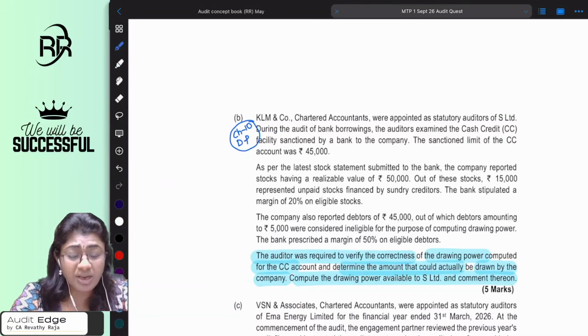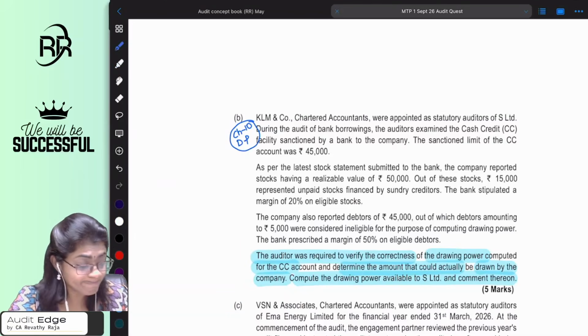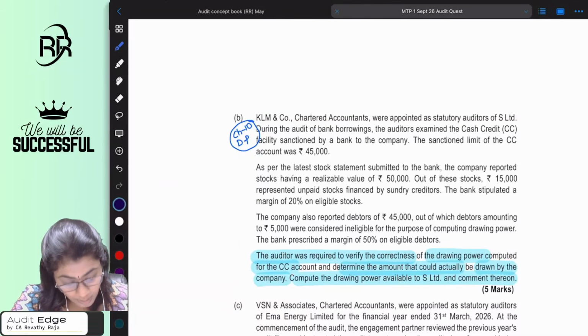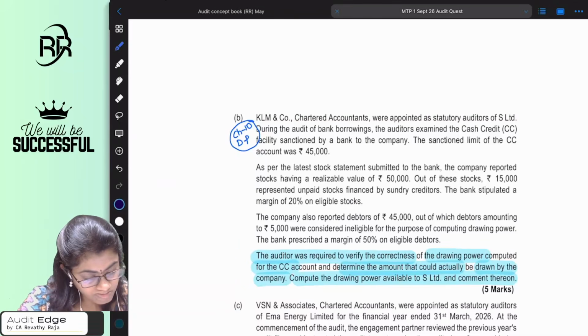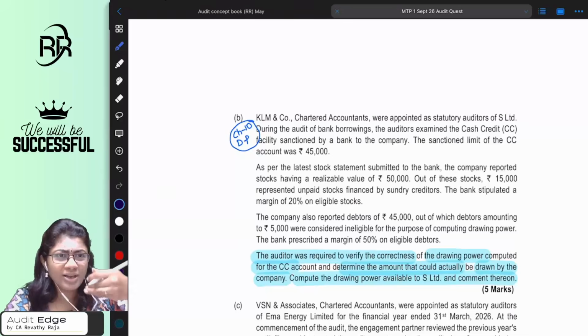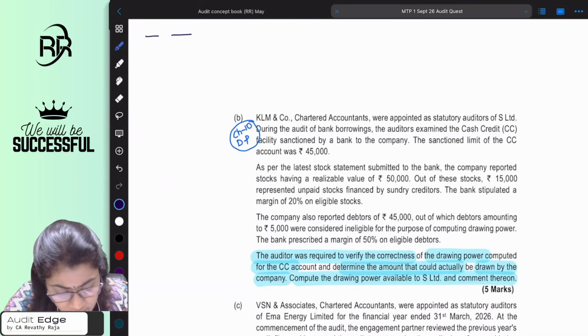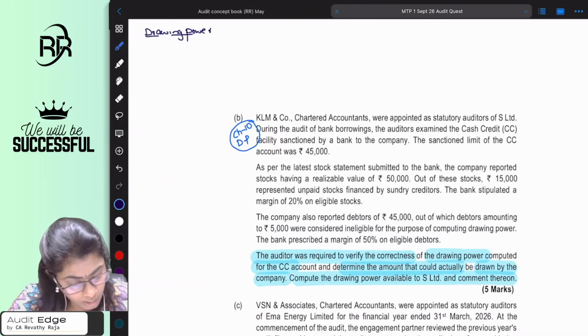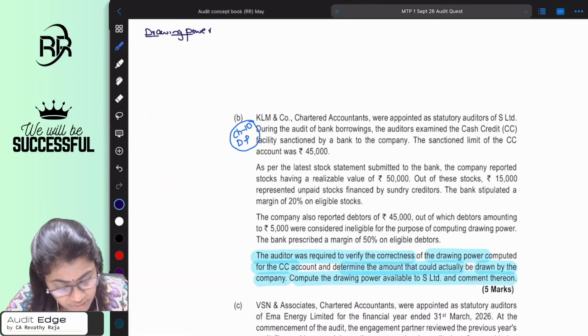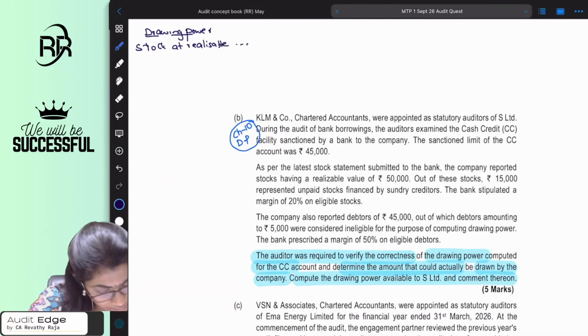In class, we have done ample number of questions. So let's proceed. I think we'll do it along with the reading of the question. Let's not waste the time. So put a heading, drawing power calculation. Drawing power. First, stock at realizable value you should take.